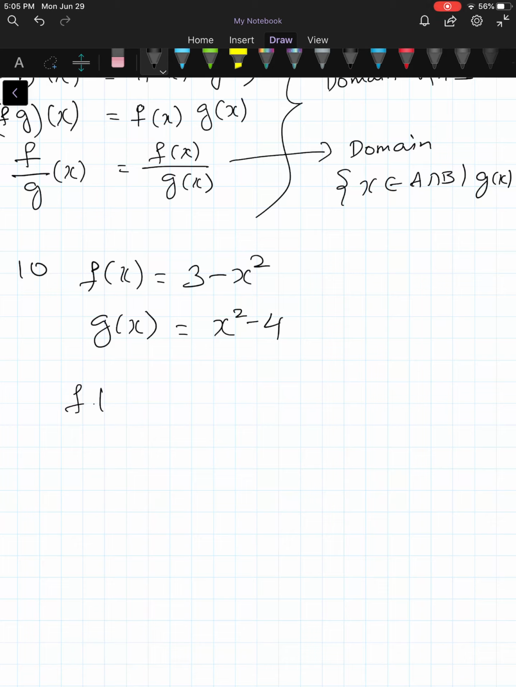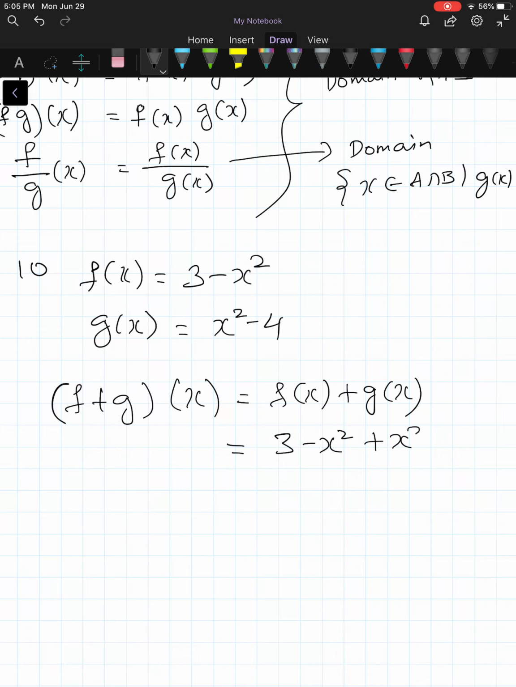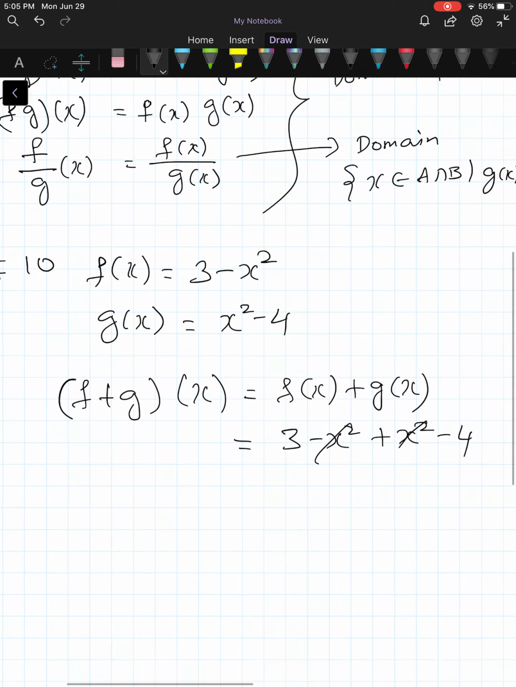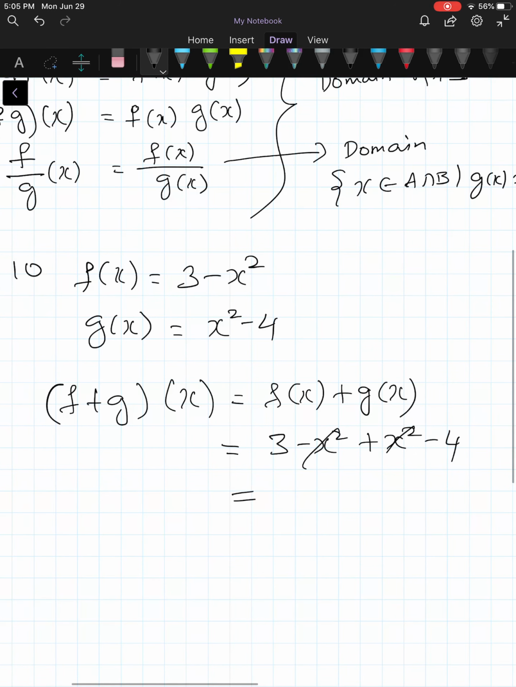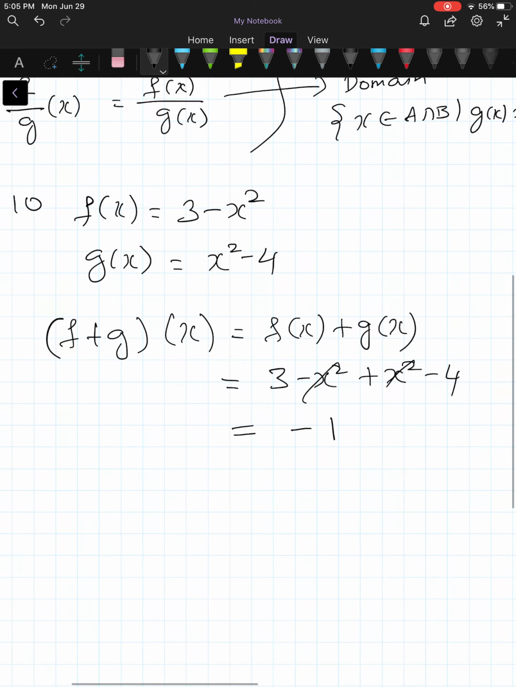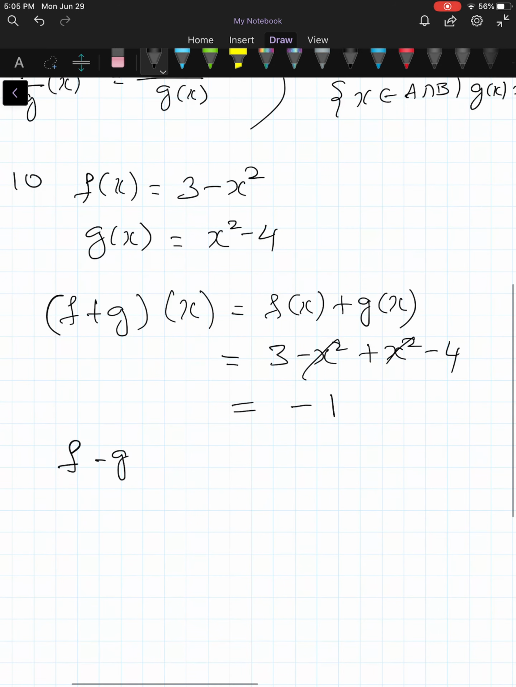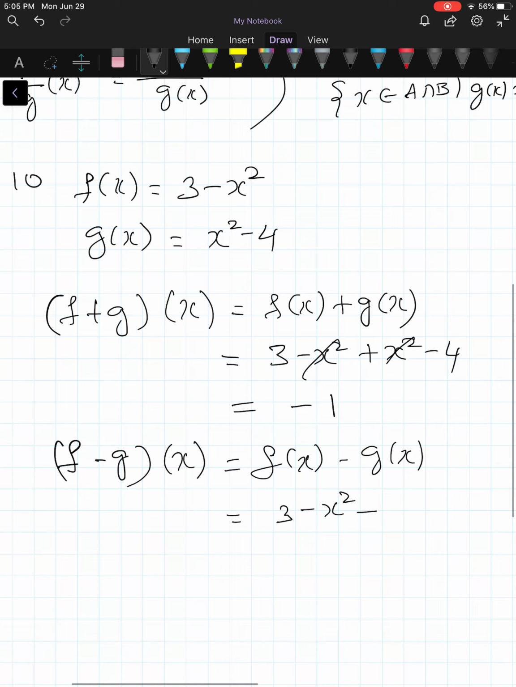So f plus g of x by definition is f of x plus g of x. That would be equal to 3 minus x square plus x square minus 4. If you cancel out negative x square and positive x square, that would be equal to negative 1. Then f minus g of x is f of x minus g of x. So this is equal to 3 minus x square minus x square plus 4, which is 7 minus 2x square.